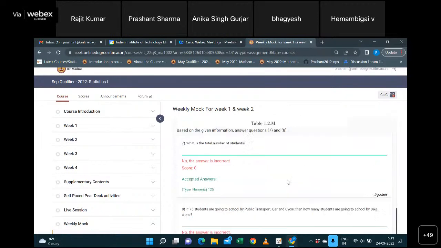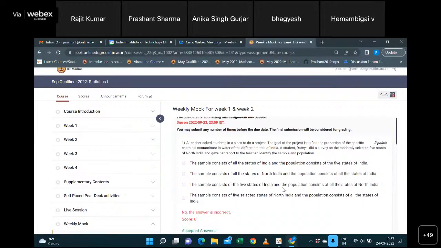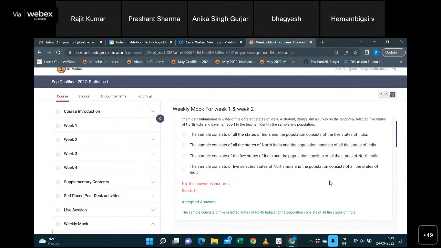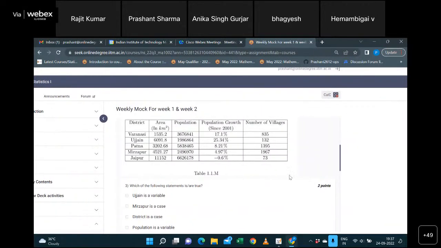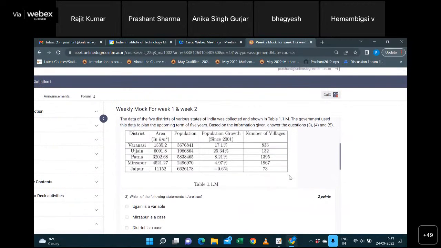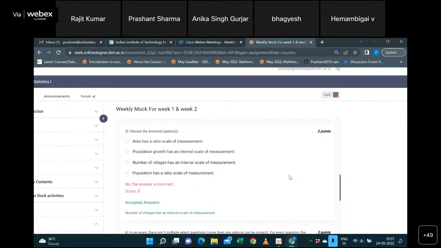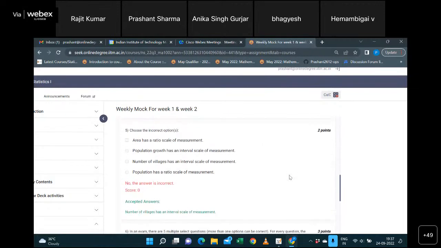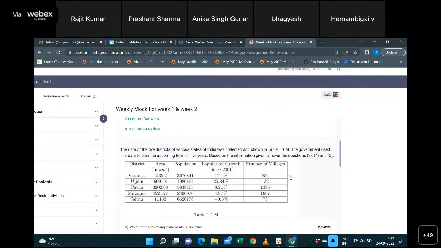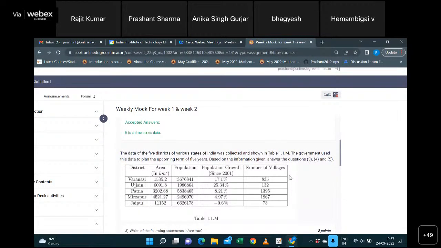In this question, there's this table given. Can you explain the different scales of measurement for each of the variables? Because two questions are there from that perspective. I just want to confirm. Okay, so tell me, for district, which scale of measurement should be appropriate? Nominal, because we cannot order and it's categorical data. Okay. Tell me for the area.